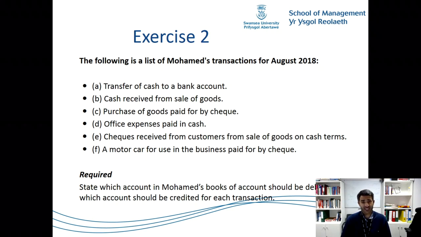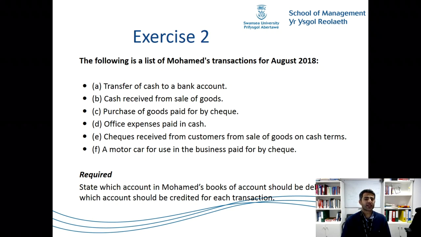Let's go to C. Now what happened in C? He purchased goods paid for by check. If you remember, the goods you classified as what, guys? As bank. And in this case, how did he pay? By bank. So bank should be on the credit side. So D and E, we did it.